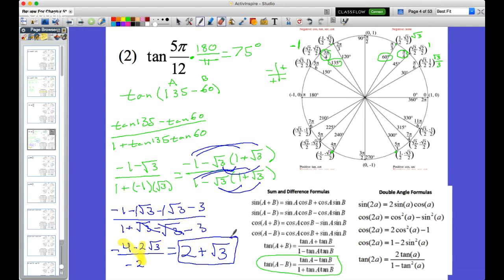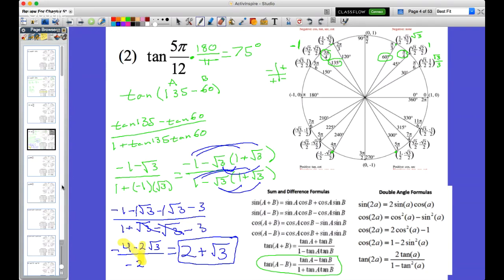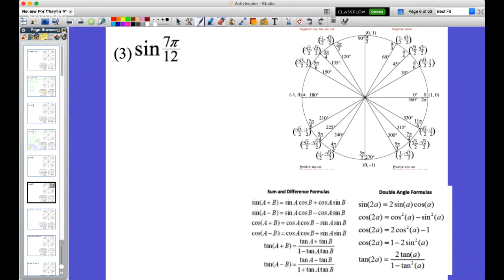Now, tangent is going to be the hardest one to work with, but if you practice, you'll get it perfect. So now, again, same thing. We had 5 pi over 12. Now we're sitting at sine of 7 pi over 12. I'm going to do this one a little bit differently. Rather than multiplying it and changing it into degrees, I'm going to think about it in radians.